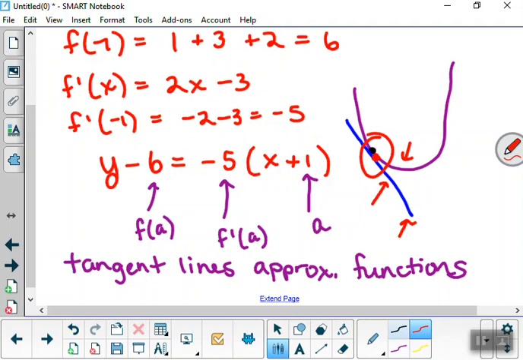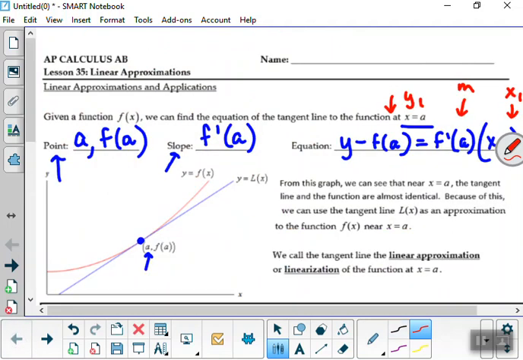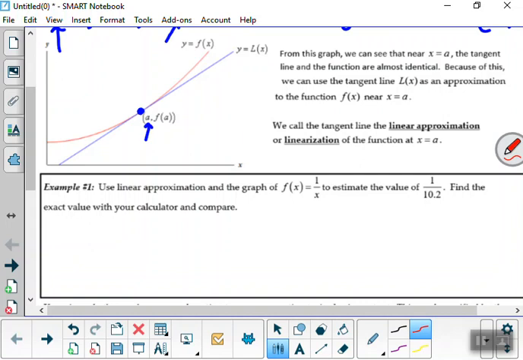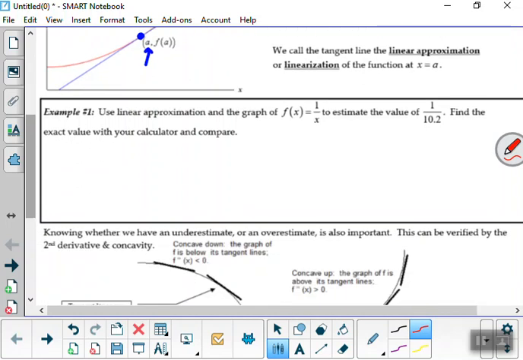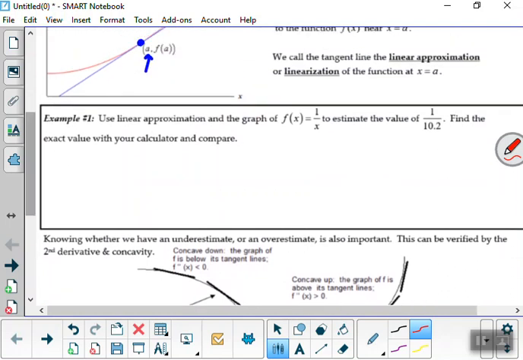Now, I'm going to show you an example of this. Let me use this function. This is just to illustrate how it works. It's not necessarily when we would use this, but let's say we wanted to estimate 1 over 10.2. So that means I want to figure out something from this function at 10.2.